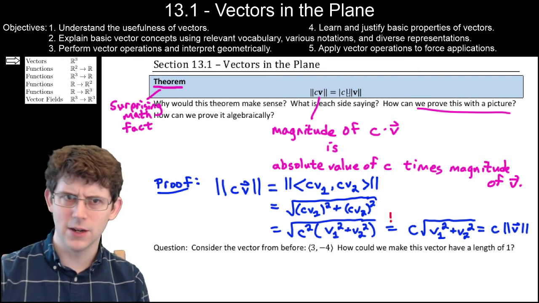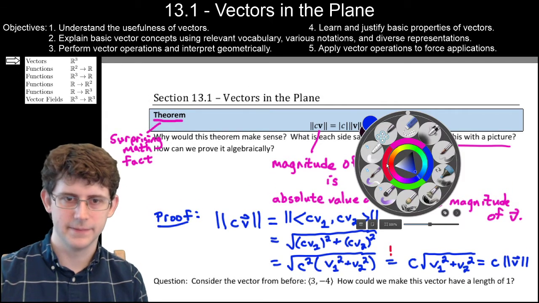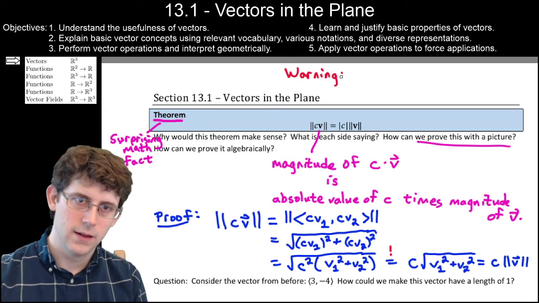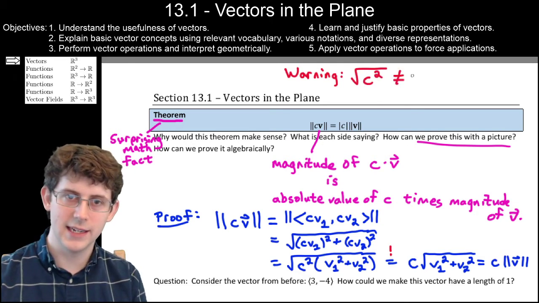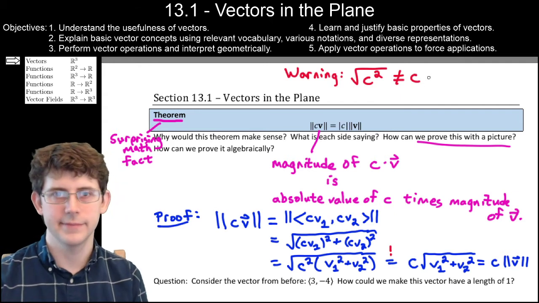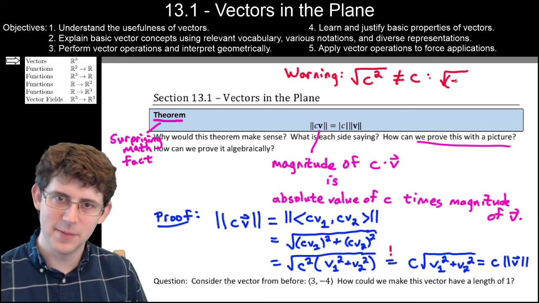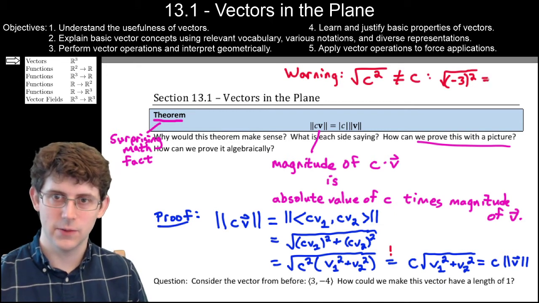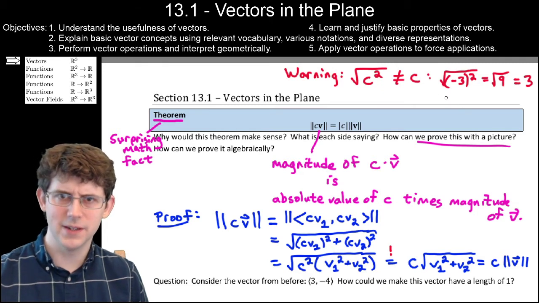But that's not what we were trying to show. There's actually something here with an absolute value. So why did that happen? Here's your warning. It's possible that you've run into this before, but the square root of c squared is not c. Why is that? Well, imagine trying a negative number. If you take the square root of -3 squared, well, -3 squared is 9, and the square root of 9 is 3. So we took the square root of -3 squared, and we didn't get -3.